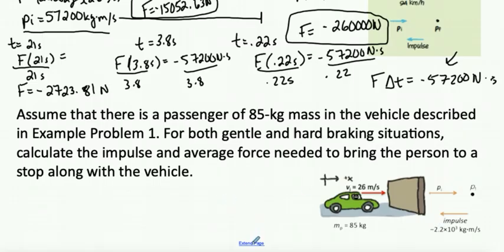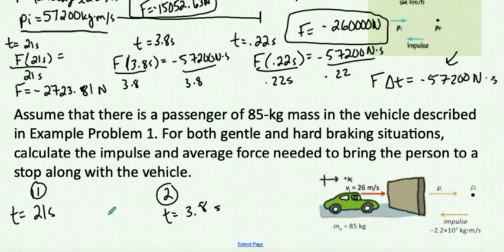So a scenario that goes with the first practice problem. We have a passenger of 85 kilogram mass in a vehicle described. For both gentle and hard braking situations, calculate the impulse and average force needed to bring the person to a stop along with the vehicle. Okay? So if we were looking at just the person here, let's say we're looking for the gentle and hard braking, so that would be scenario 1 and scenario 2. So the time for scenario 1 is 21 seconds. Time for scenario 2 is 3.8 seconds.